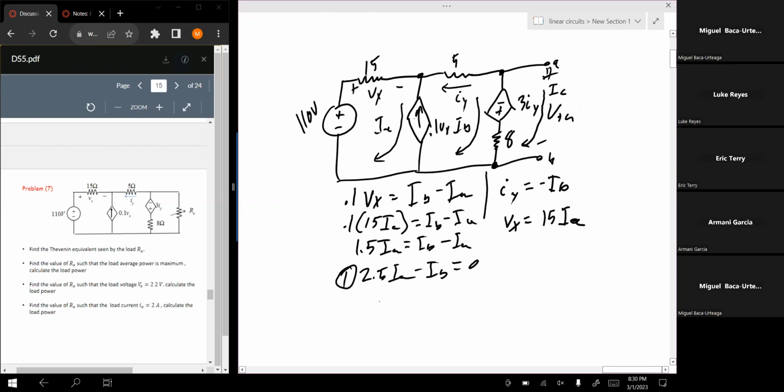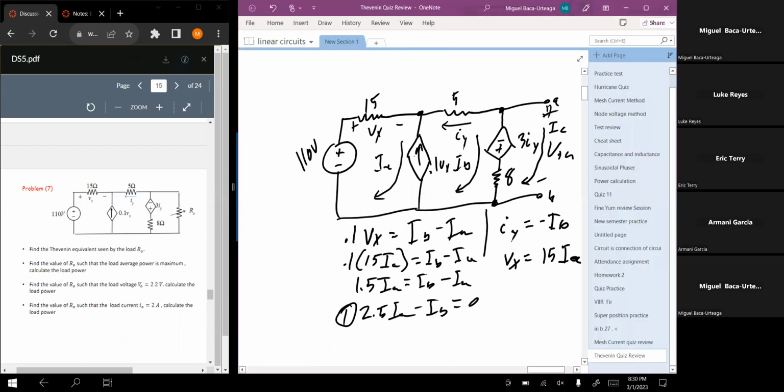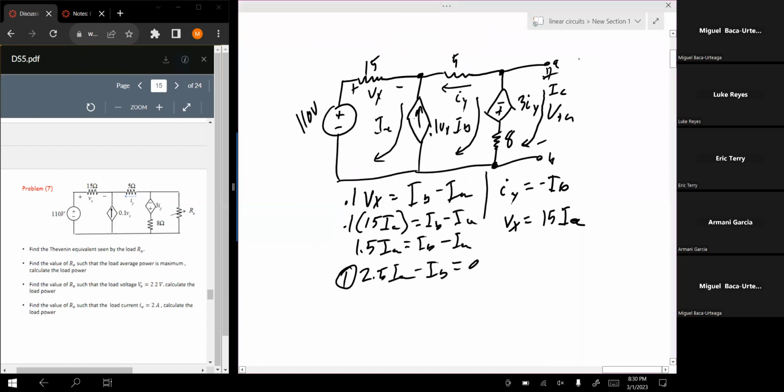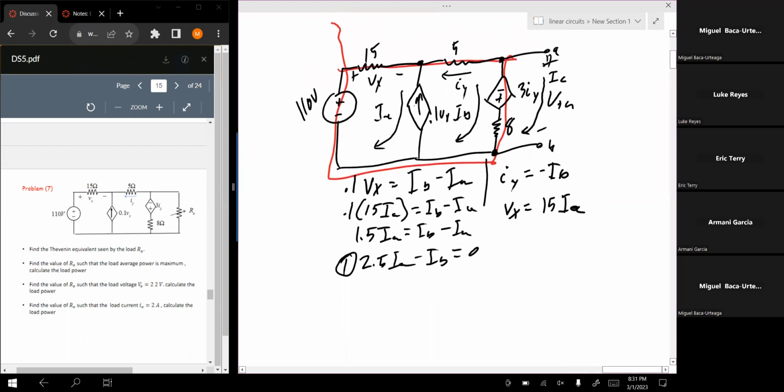Second one, I'm thinking of a KVL for the next equation. I'm thinking something along the lines of a super mesh. So I'm going to go out here, down, cross, and through there like that. I'm going to go clockwise, so that way I can stay with the flow of the mesh currents. So I'm going to say KVL, that's going to be super mesh.